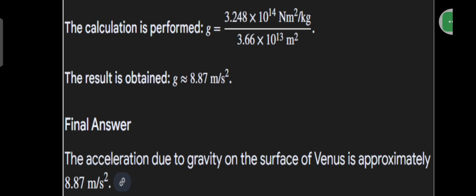The calculation is performed. g is equal to 3.248 times 10 raised to the power of 14 N·m squared over kilogram, over 3.66 times 10 raised to the power of 13 m squared. The result is obtained: g is equal to 8.87 meters per second squared. Our final answer: the acceleration due to gravity on the surface of Venus is approximately 8.87 meters per second squared. And that's all. Thank you for watching.